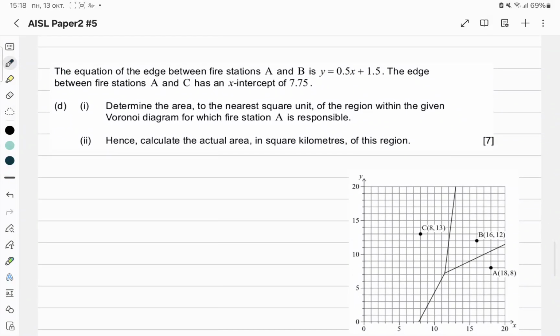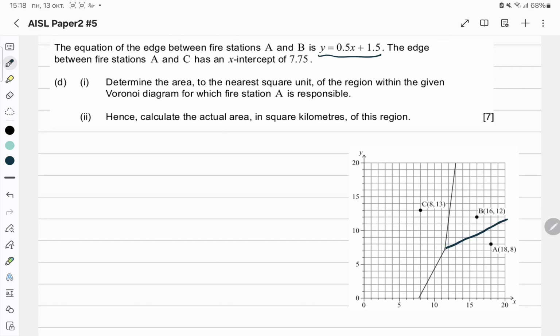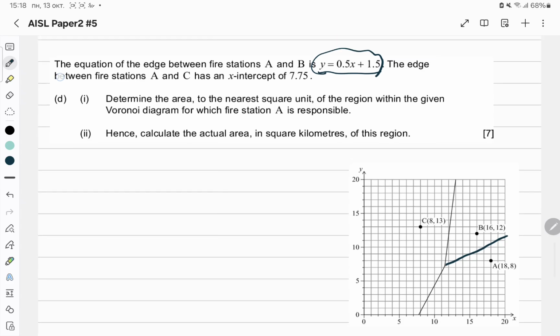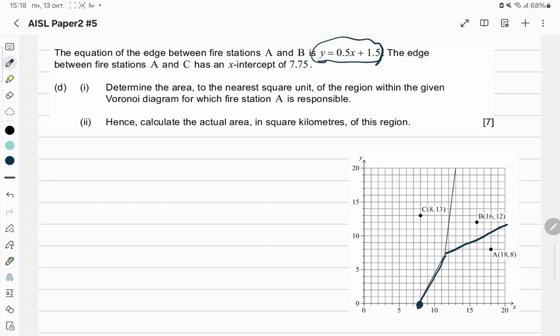Okay, now let's turn to the last part D. The equation of the edge between the fire station A and B is this one. So the edge between A and B has this equation, right? Okay, and the edge between the fire station A and C has x-intercept 7.75. So this point. Okay. Now the question: determine the area to the nearest square units of the region with the given Voronoi diagram for which the fire station A is responsible.